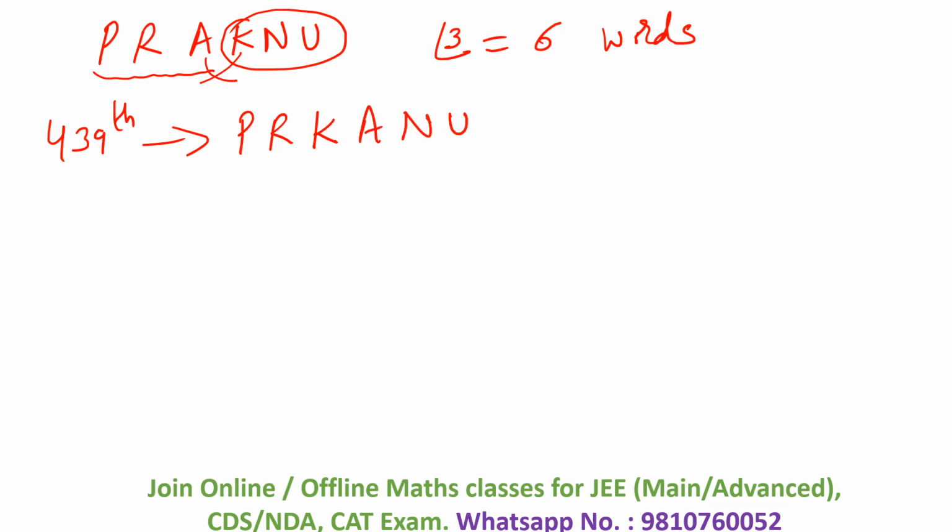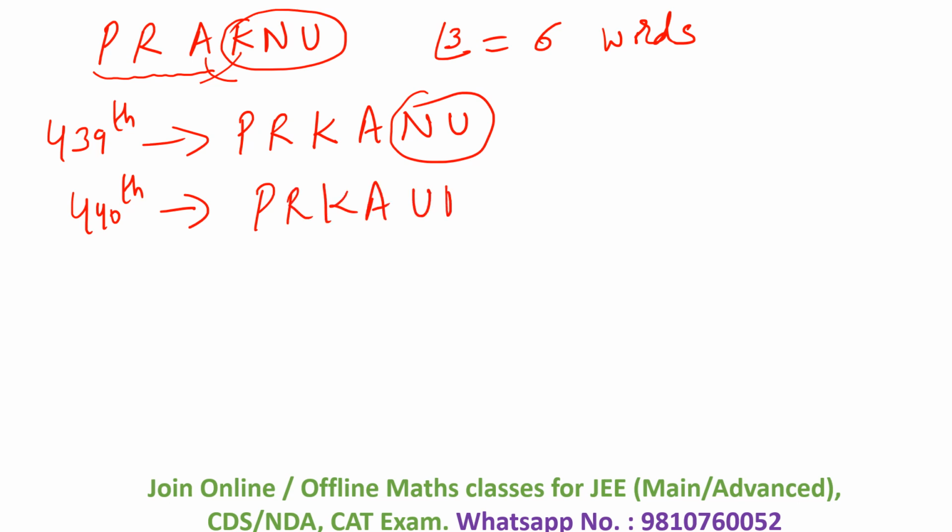Now students, to get the 440th word, just do the permutation of the last two letters. It is going to be P, R, K, A, U, and then N. So this is the final answer, and hence option C is correct. Now students, we move to the next question.